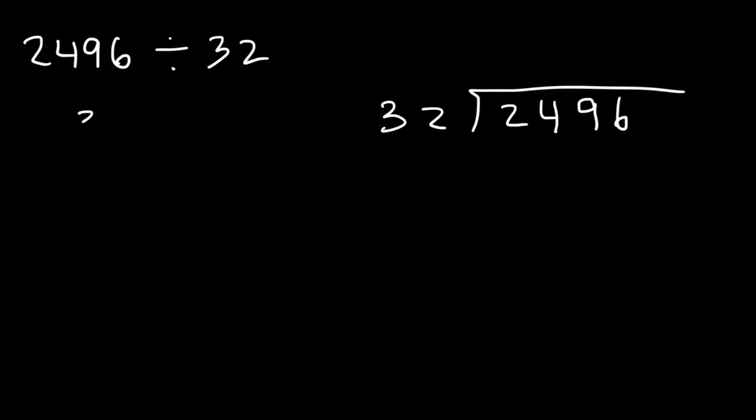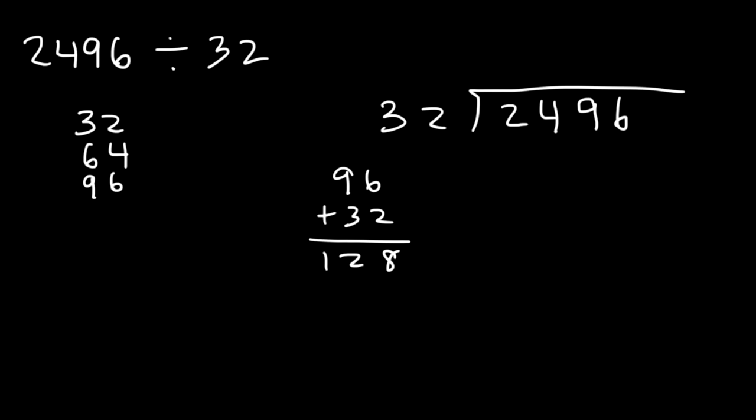Well, let's make a list. 32 plus 32 is 64. And 64 plus 32, that's 96. And if we want to add 96 plus 32, that's going to be 8 and 12, which is basically 128. When you're dealing with large numbers, it helps if you make a list first.